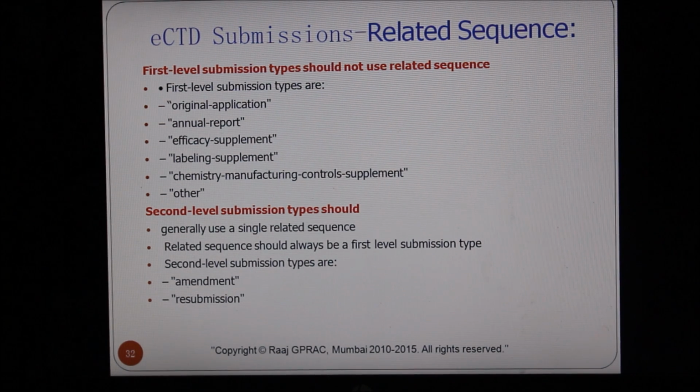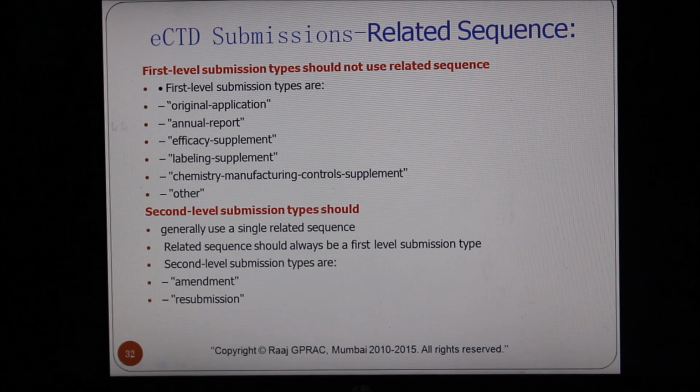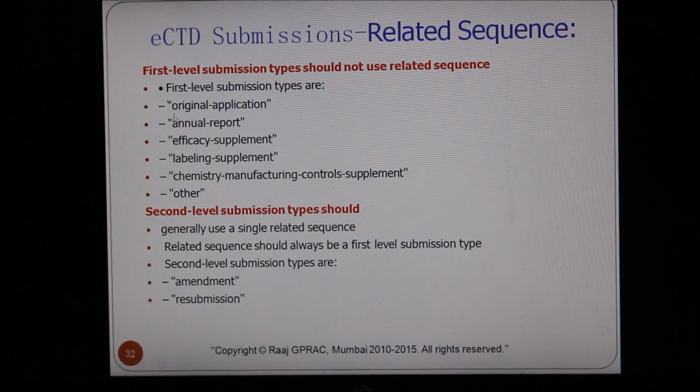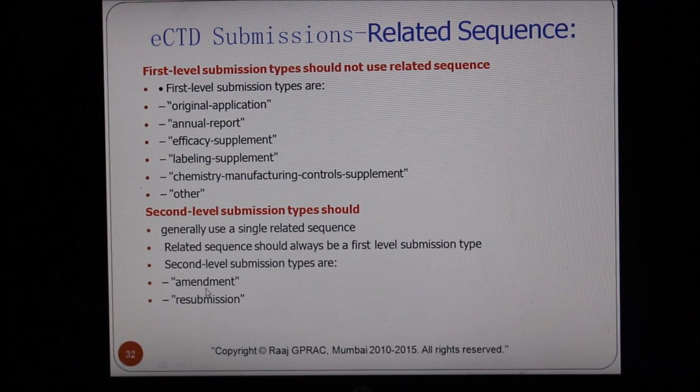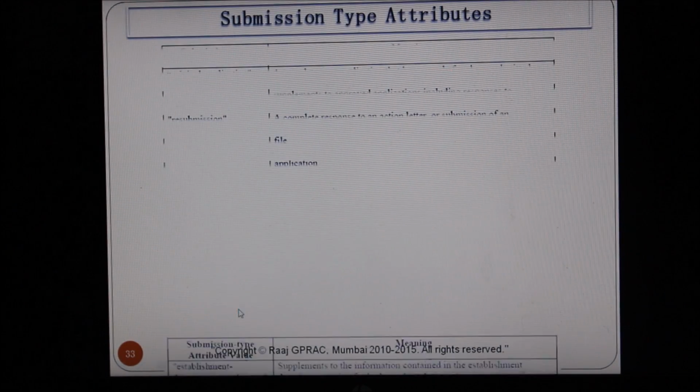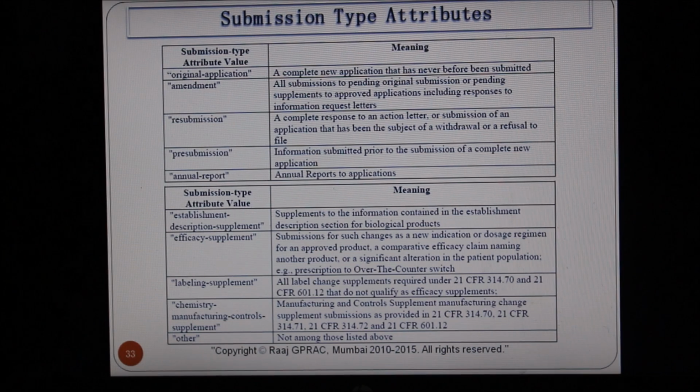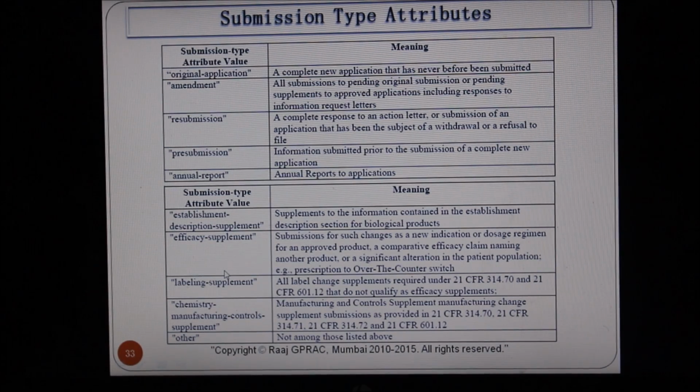So there are two levels of submission: the first level submission types and the second level submission types. In the first level, you can use original application, annual report, efficacy supplement, labeling supplement, CMC supplement and a few others. Whereas second level submission types generally use a single related sequence, that is amendment and resubmission. These are a few submission type attributes, and the definitions, the meaning of amendment, resubmission, pre-submission and all others, are given in this slide.